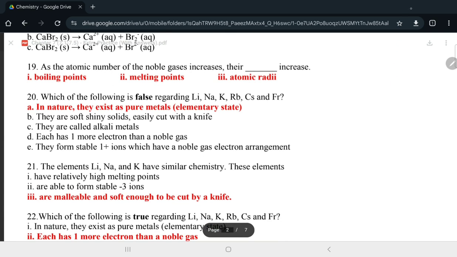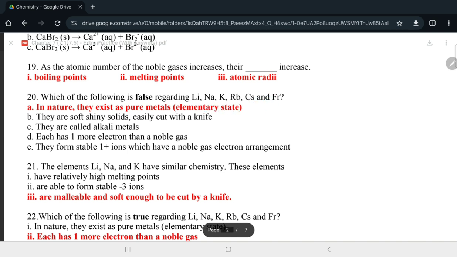Which of the following is false about lithium, sodium, potassium, cesium, I think rubidium, I'm not sure, and francium? You can tell that these are the group 1 elements, which are alkali metals. Okay? We need to choose the false one. In nature, they exist as pure metals. This is false, so we choose it.